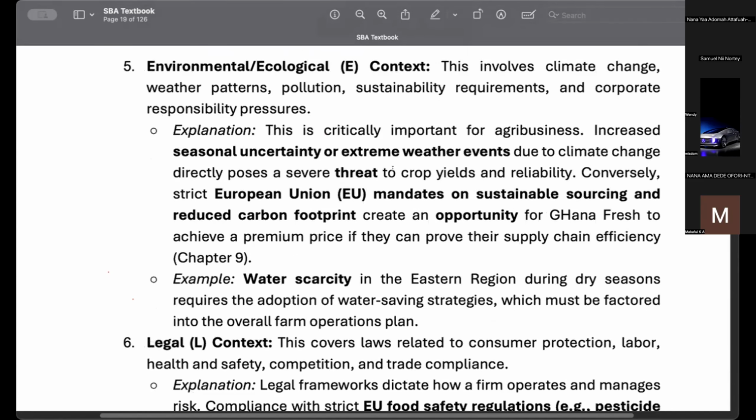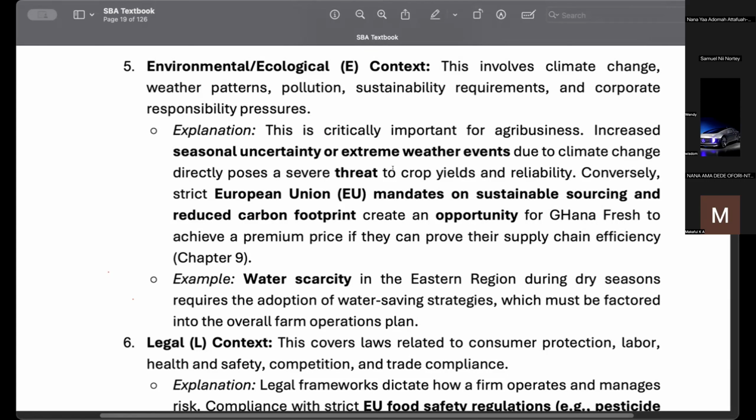Now, the environmental or ecological context has to do with issues that point out that we need to address pollution. We need to address sustainability of the environment so that it doesn't affect the farms. So what then happens? Extreme weather events due to climate change can directly pose a threat to crop yields and reliability.